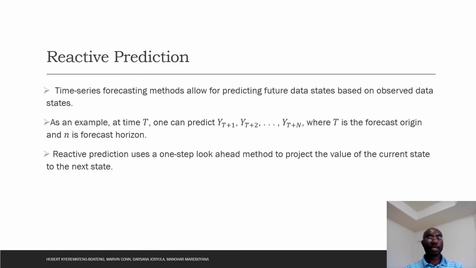Reactive prediction. Time series forecasting methods allow for predicting future data states based on observed data states. As an example, at time t, one can predict yt plus 1, yt plus 2 to yt plus n, where t is the forecast origin and n is forecast horizon. Reactive prediction uses a one-step look-ahead method to project the value of the current state to the next state.